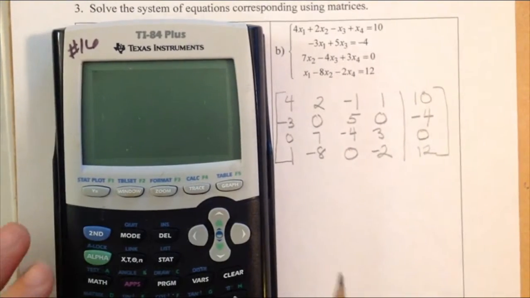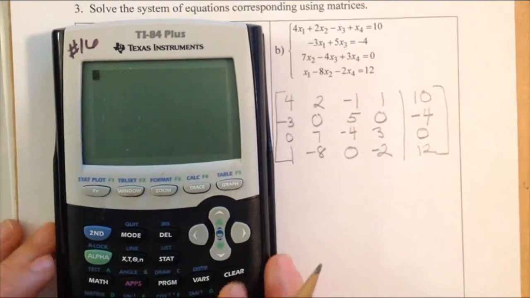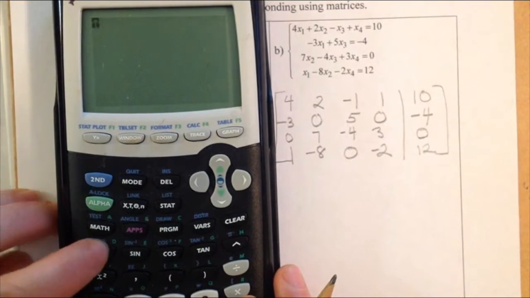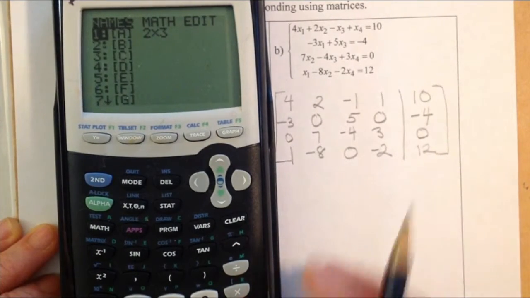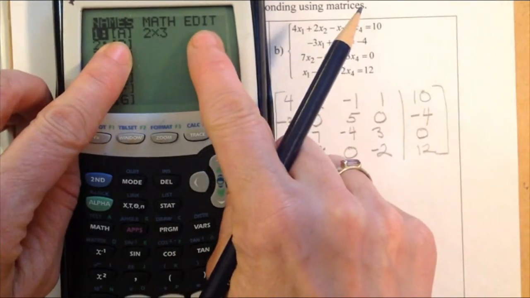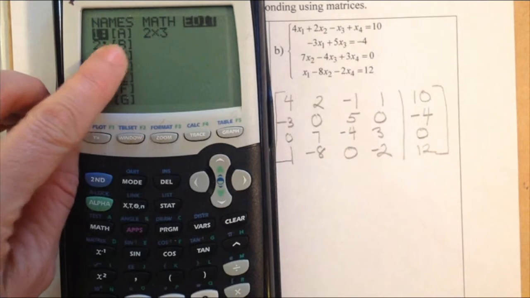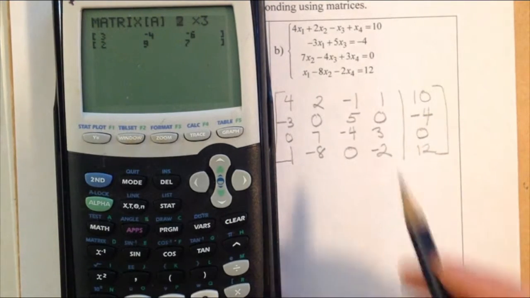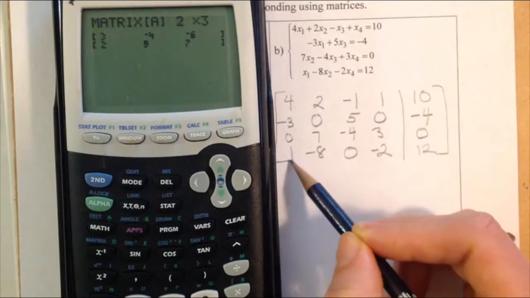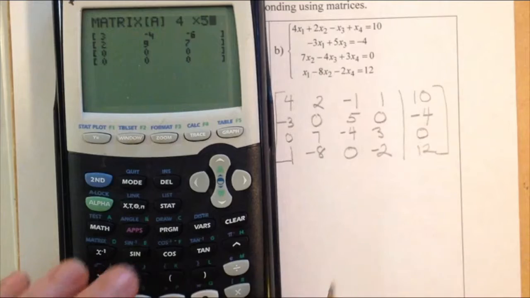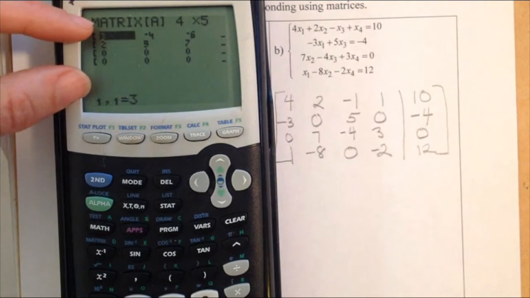And what I want to do is put this matrix in the calculator. So I'm going to go second, x to the negative 1, above it says matrix, and I'm going to put this in under my matrix A. I want to edit it, so I'm going to go over to edit and just hit enter on the A. Now I have to give the dimensions of the matrix. I've got a 4 by 5, so I need to put in 4 by 5, and that will give me the right number of entries here.